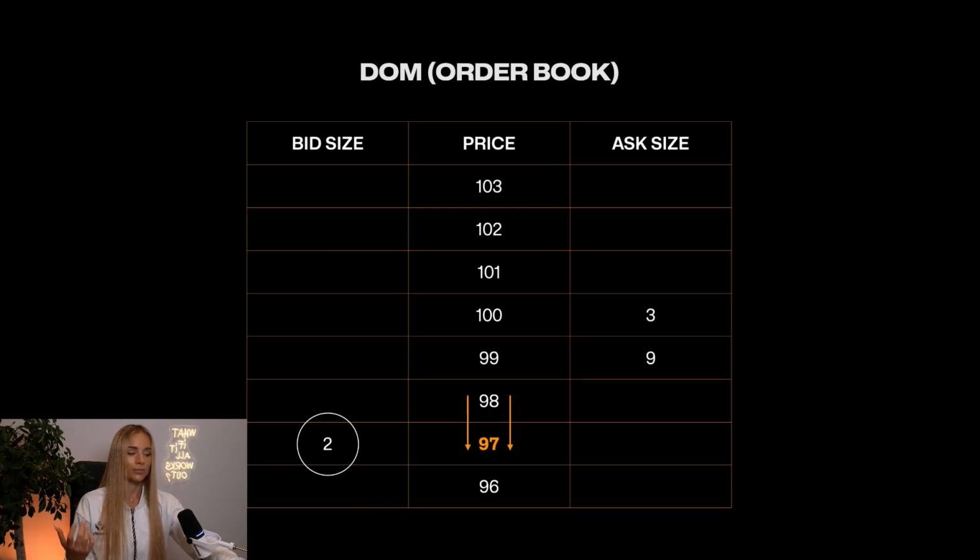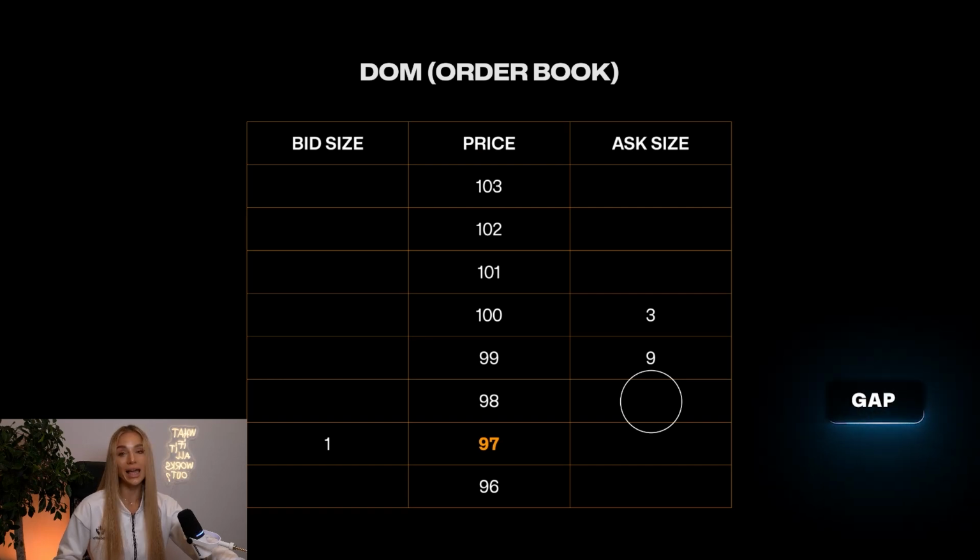And now, a final situation that we're going to have a look at: what happens when there are no limit orders at a price level completely. When there are no limit orders at that specific level, like for example here at the price of $98 per contract, we call it a gap.